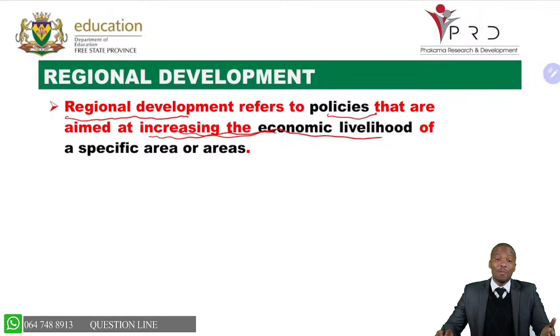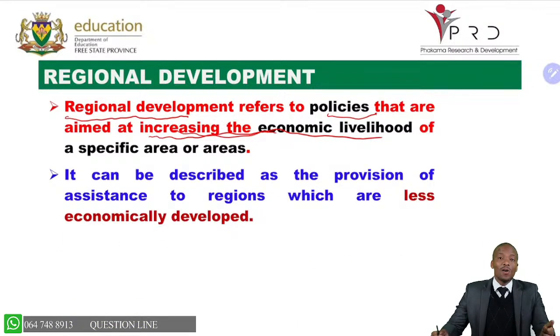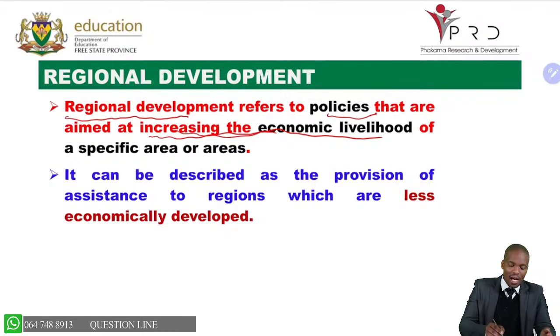So regional development refers to those policies that are aimed to increase economic livelihood. It means in those regions, there should be industries that promote economic growth. They should be able to attract investment so that people may be employed in those regions, so that we avoid the imbalances occurring. It can also be described as the provision of assistance to regions that are less economically developed.